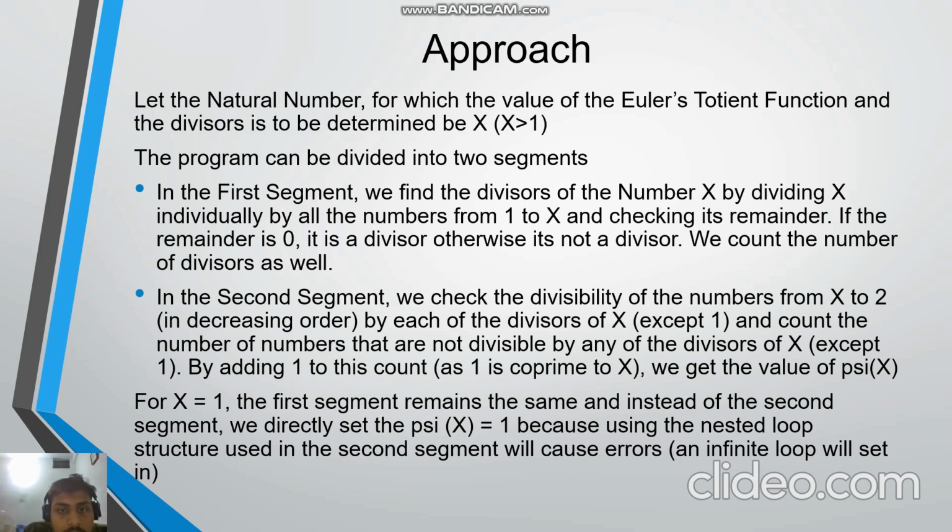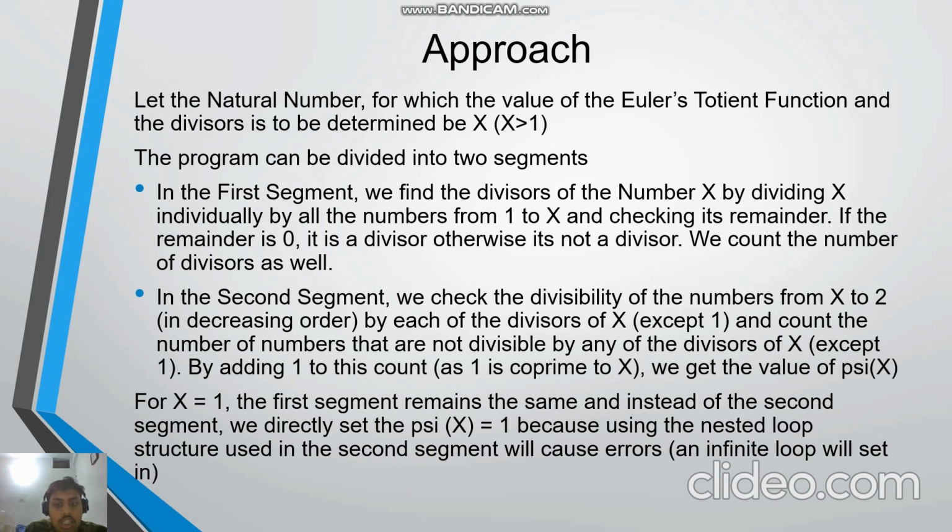The program can essentially be divided into two segments. In the first segment, we find the divisors of the natural number x. How? By dividing x individually by all the numbers from 1 to x and checking the remainder. If the remainder is 0, it means that it is a divisor, otherwise it's not. We also count the number of divisors in this process.